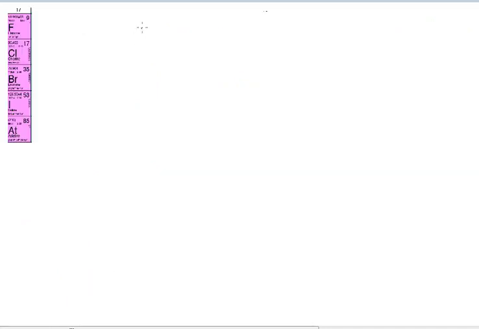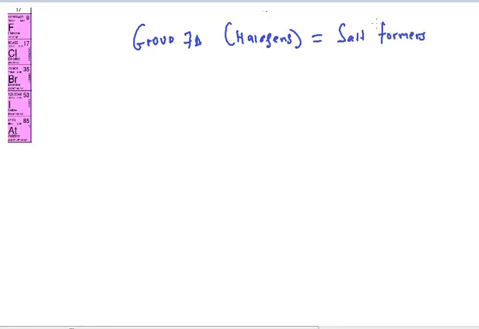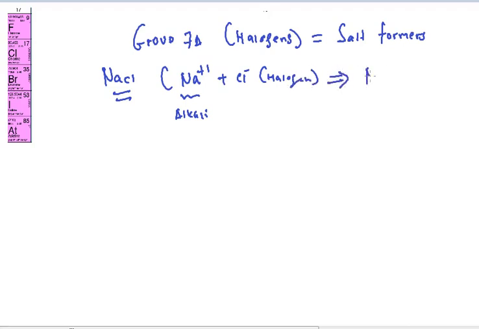So the next group I would like to discuss is group 7A. Group 7A are called halogens. I would like to give you the definition of halogens. Halogens means salt formers. The most common salt, sodium chloride, would be a good example here. Sodium chloride is composed of a sodium ion from the alkali metals, and then a chloride ion from the halogens. So that produces sodium chloride.